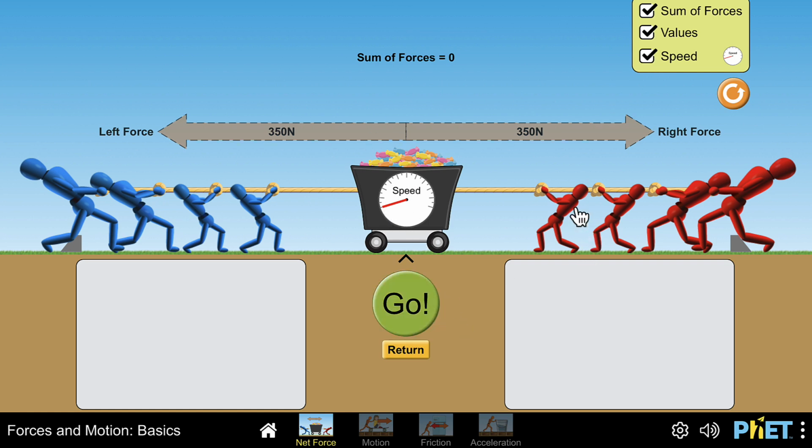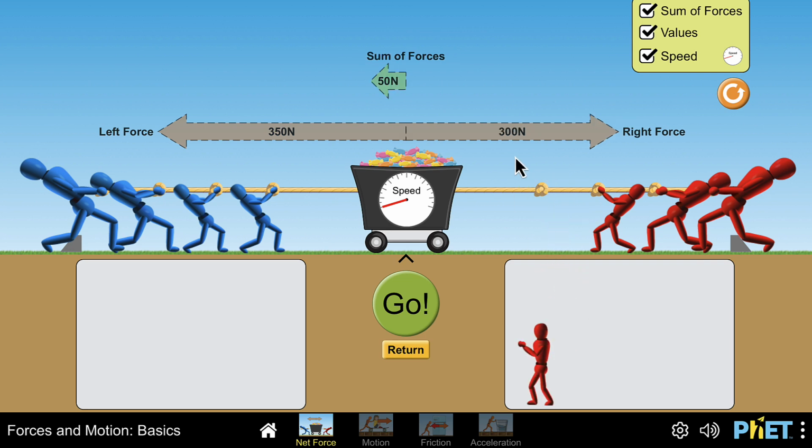Now what if I remove this little guy from here? So we have 300 Newton to the right and 350 Newton to the left. Now the sum of forces, or the net force, is just subtracting the bigger one minus the smaller one, 350 minus 300, and because the bigger one's direction is to the left, the net force will also take the direction of the bigger one. So 350 minus 300 is 50, and it's to the left. This is the net force, or the sum of forces.